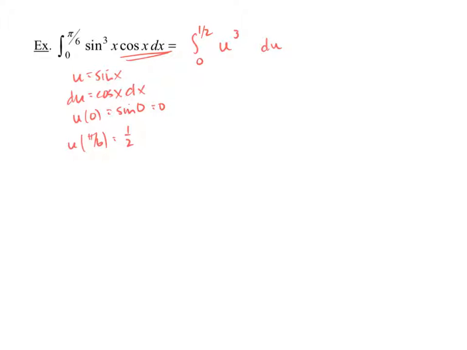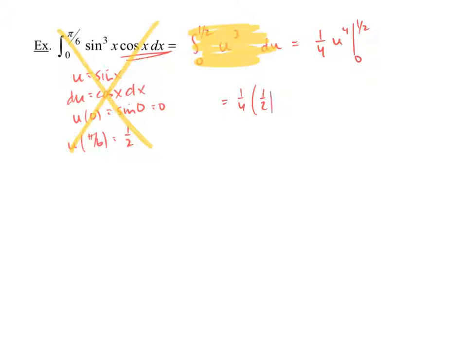Now, this new integral that I have right here is completely in terms of u. The bounds are in terms of u, and the integrand is in terms of u, and I do not want to go back to x. So I'm going to continue this problem like the highlighted integral was the original problem. So the antiderivative of u cubed is 1/4 u to the 4th, evaluated from 0 to 1/2. Plugging in my upper bound, that will be 1/4 of 1/2 to the 4th minus 1/4 of 0 to the 4th. And so this is going to be 1/4 multiplied by 1 over 16, which will equal 1 over 64.